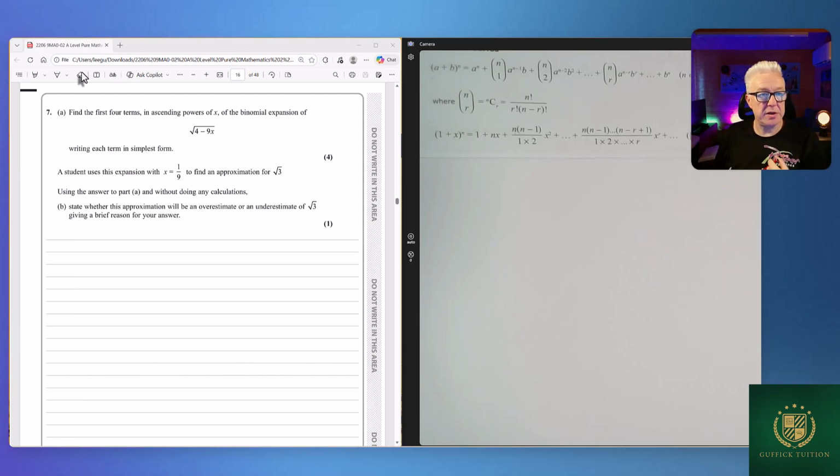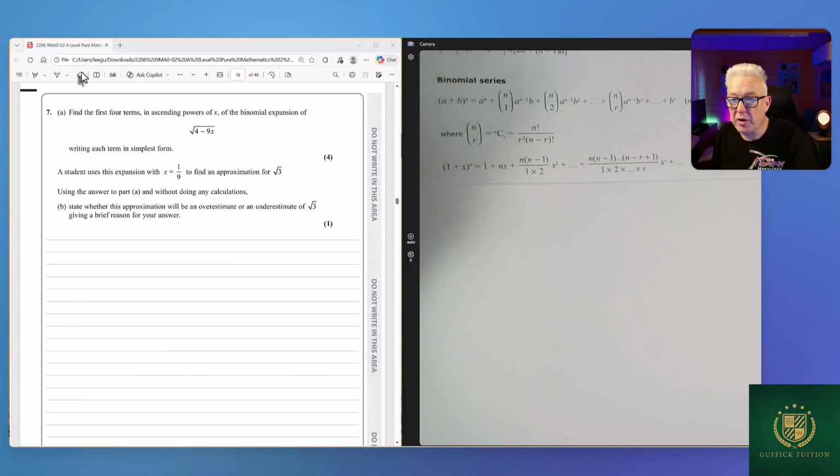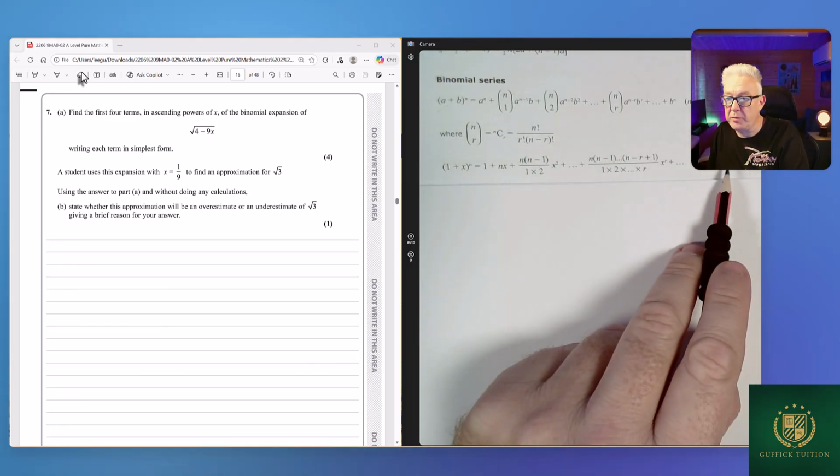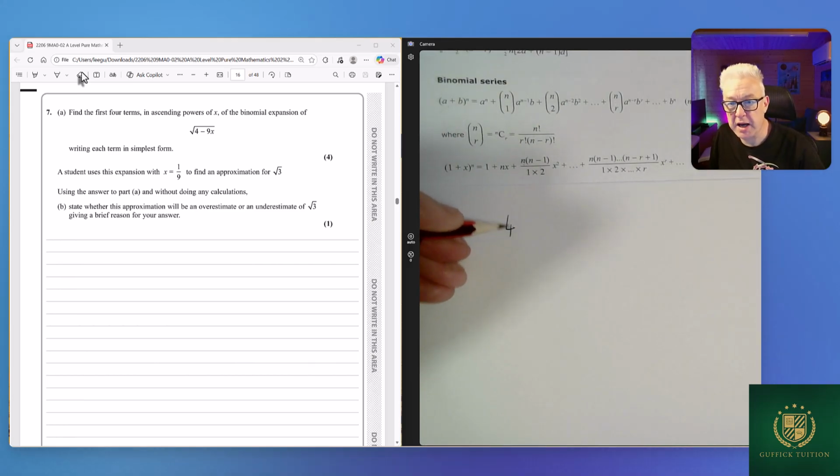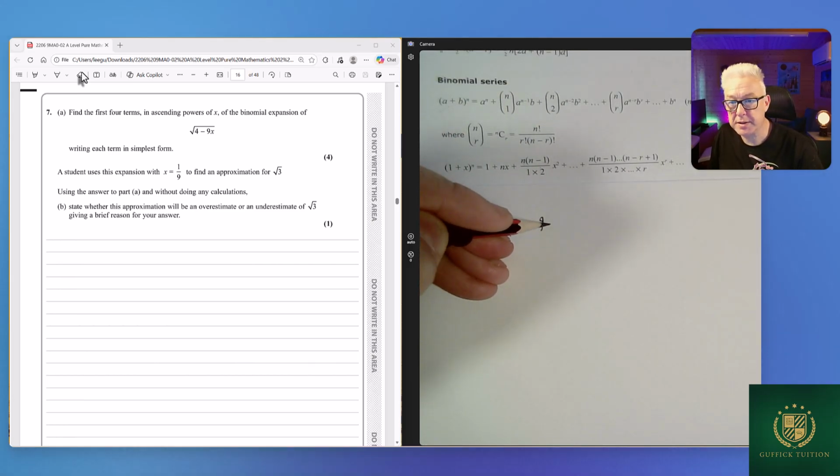So it says find the first four terms in ascending powers of x of the binomial expansion of the square root of 4 minus 9x, writing each term in its simplest form, 4 marks. Okay, so the first thing to notice is that we've got something to the power of a half, which means that we've got the year 13 version of the binomial because our power is a rational number. So step 1, let's write it as 4 minus 9x all to the power of 1/2.